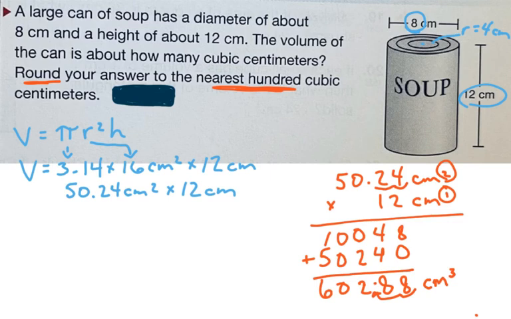However, we're supposed to round our answer to the nearest hundred. So we have 602. That's closer to 600 or 700? Definitely 600. So our answer is 600 centimeters cubed.